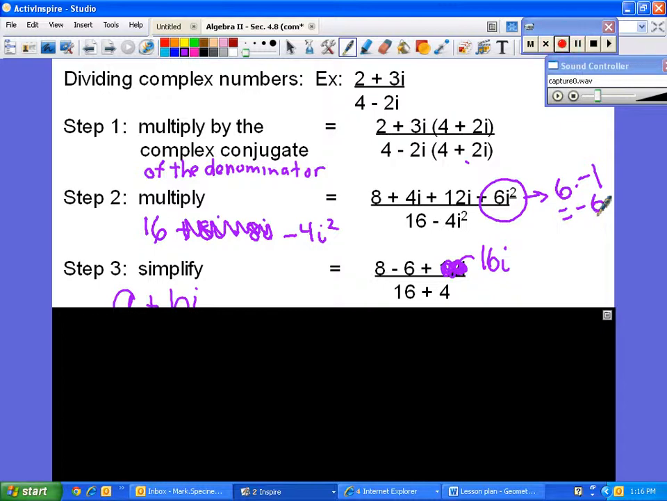That's the same place this positive 4 comes from. I take this, and it's negative 4 times i squared. i squared is negative 1, not negative 2. Negative 4 times negative 1, which equals positive 4.